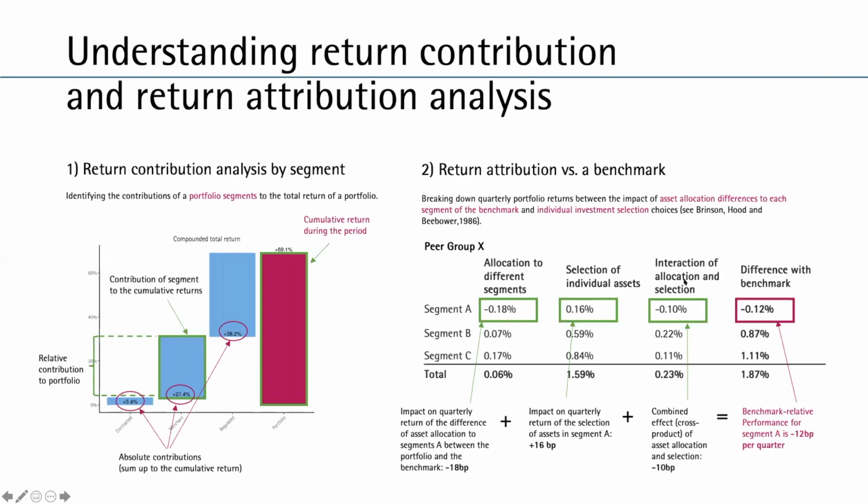The third is the interaction effect, which is basically the cross product of the two, and it combines these two effects of asset allocation as well as the return differences. Together, these three effects will sum up to the difference of segment A's contribution in the portfolio as well as the benchmark. And when we do this across segments, it will lead to the total return difference of the portfolio and the benchmark. So keep in mind this table, and we'll see this more often in the coming analysis.